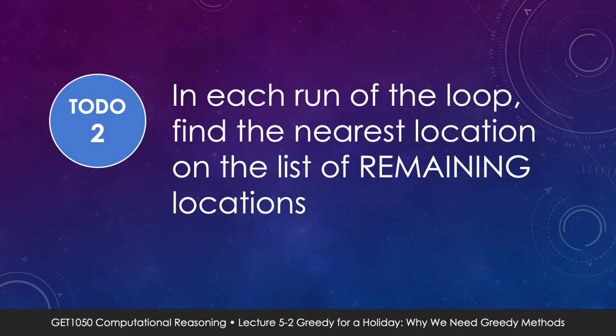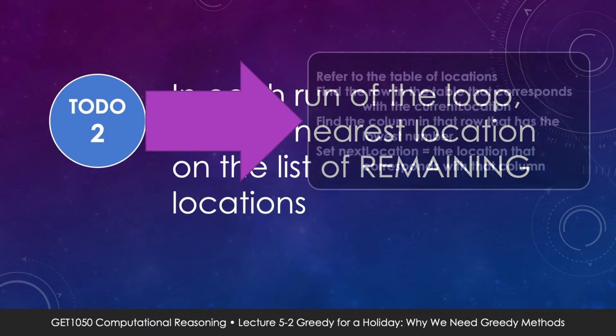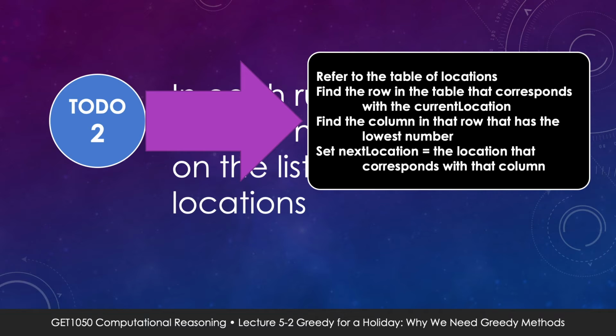That's a mouthful, right? How do we put that in pseudocode? Well, it is pseudocode, so you're not expected to write in any proper coding or programming syntax, right? Just enough human language to get the point across. So, we can express it in simple English like this. 1, refer to the table of locations. Next, find the row in the table that corresponds with the current location. Next, find the column in that row that has the lowest number. Next, set the next location equals to the location that corresponds with that column.